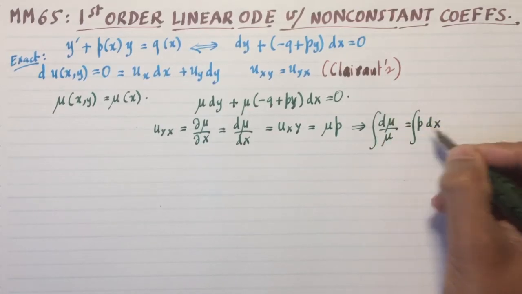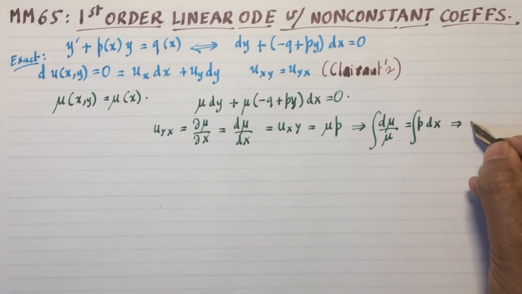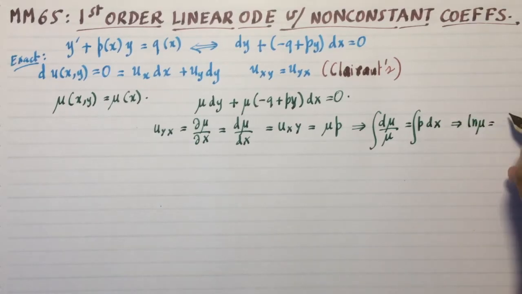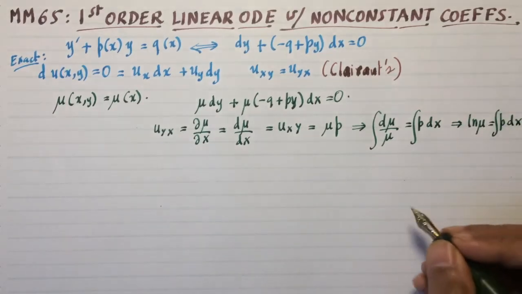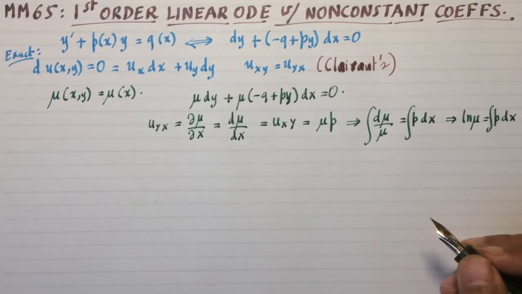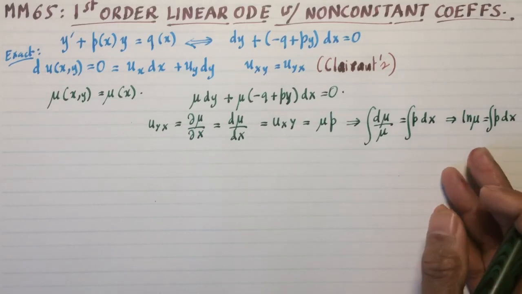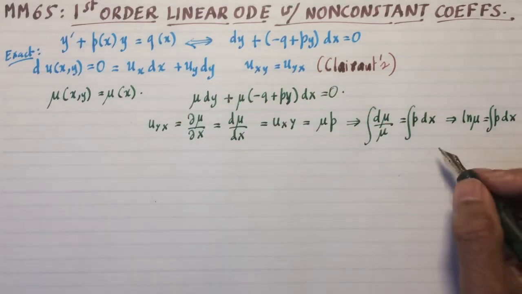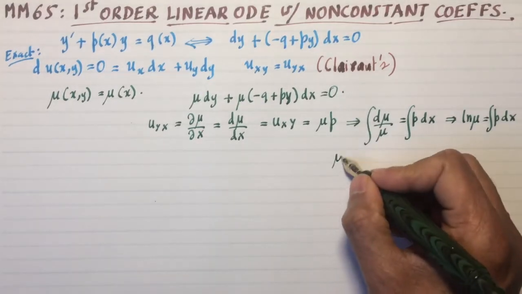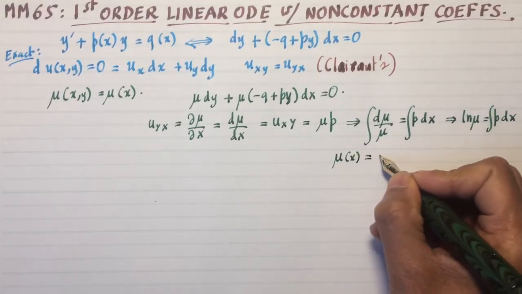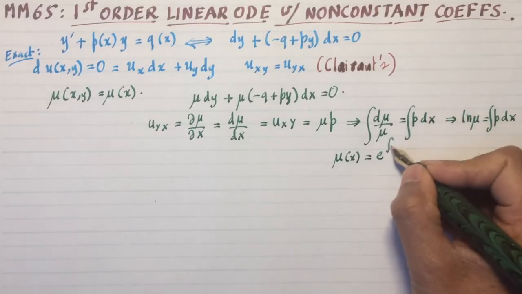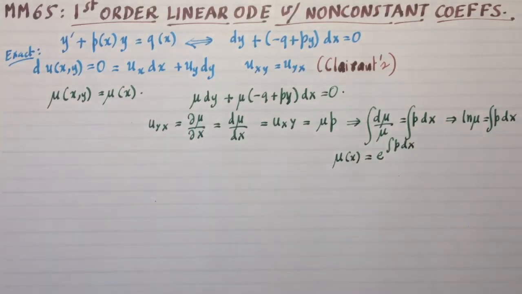I can integrate both sides, and I end up getting natural log of mu equals the integral of p dx. Now, you might think, what about the constant of integration? But I would say, don't worry about the constant of integration, since the right hand side is 0. So we can write this factor, integrating factor, as mu of x equals e to the integral p dx. Amazing.